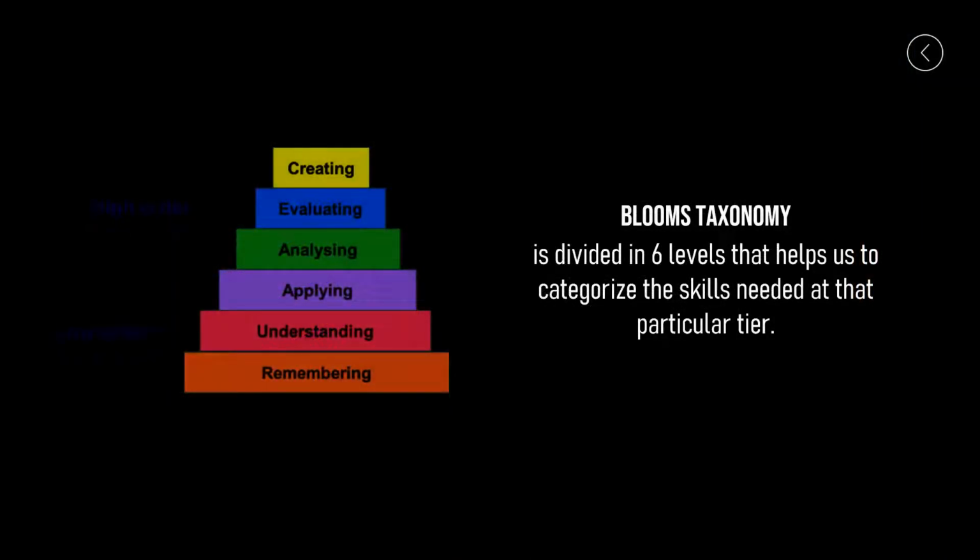Bloom's taxonomy is divided in 6 levels that help us to categorize the skills needed at that particular tier. Starting from the bottom, we find the remember skill, which is the ability to recall facts and concepts without any additional elaboration. Next, we have the understand skill. In this level, we can explain the ideas or concepts that are presented to us. The third level is to apply the knowledge that we have and use it in a new situation. This is presented in the design of methodologies or to define general ideas.